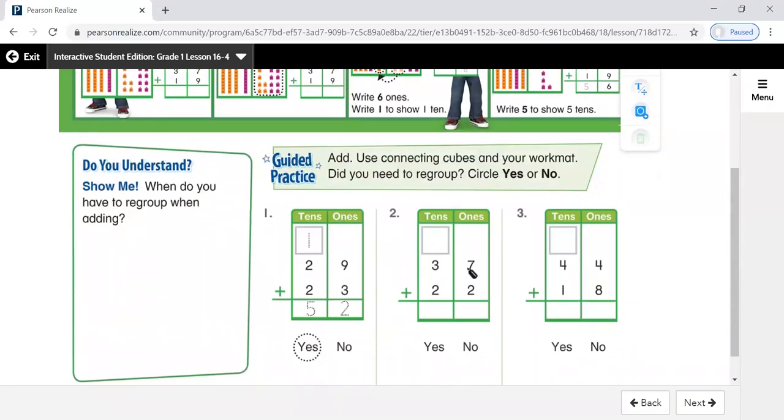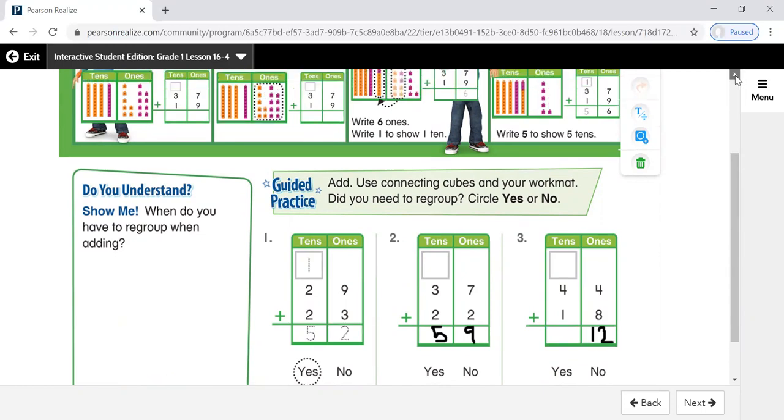Here, 7 plus 2 equal 9. Is 9 less than 10? Yes, it's smaller than 10, so I will not give it to tens. I will write 9 only and I will continue. 3 tens plus 2 tens equal 5 tens. Here, 4 plus 8 equal what? 12. Now, can I continue and write 12 ones? No.